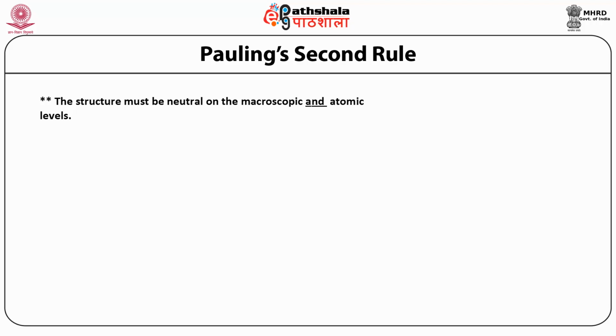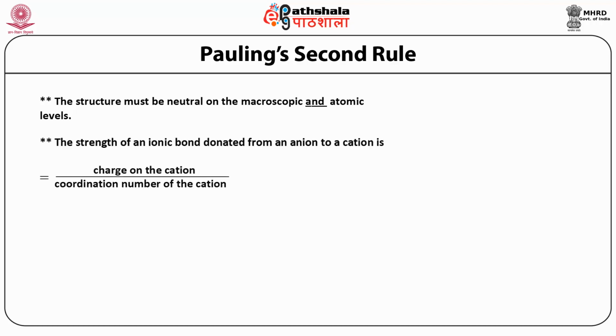So, to determine if the requirement of electrical neutrality is satisfied in a case, the concept of bond strength is introduced. The strength of an ionic bond donated from an anion to a cation is defined as the formal charge on the cation divided by its coordination number. So, its bond strength will become 4 by 4, that is equal to 1.